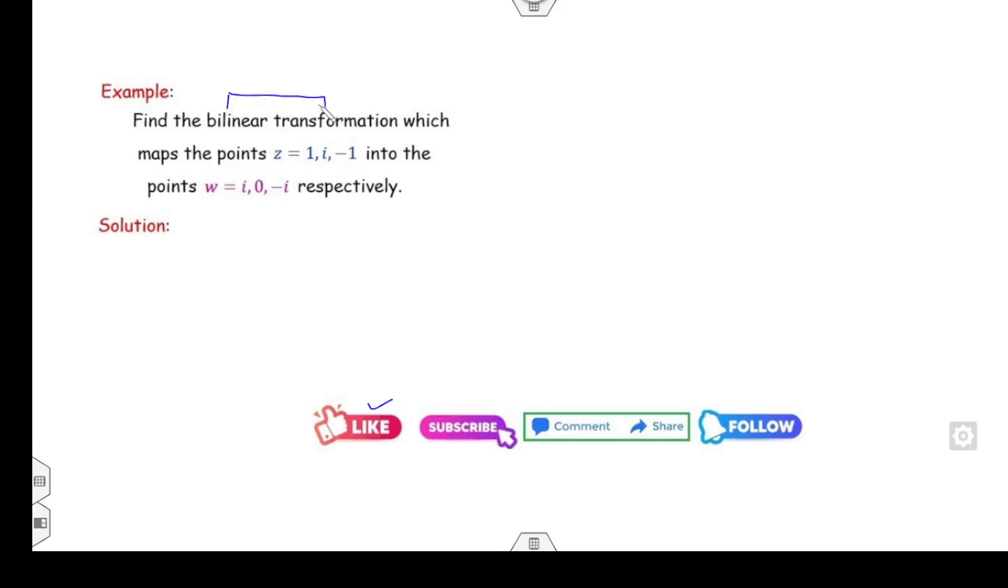Now what is given to you? Your target is to write the bilinear transformation. That means your target is to find the Mobius transformation which maps the points Z = 1, iota, minus 1 to W = iota, 0, and minus iota. That means 1 is mapped to iota, iota is mapped to 0, minus 1 is mapped to minus iota. So whenever your target is to find the Mobius transformation, always use the concept of the cross ratio.